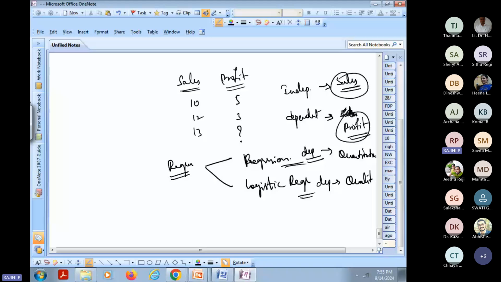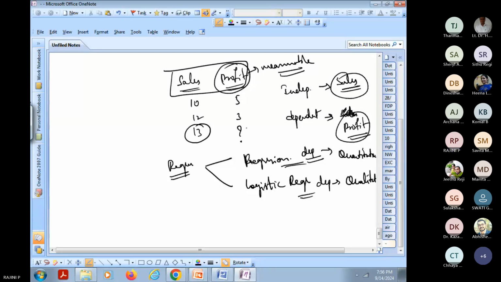Now in this example, are the variables sales and profit measurable or not? Yes or no? Yes, very good. Sales and profit are measurable. You told me that profit is the dependent variable, which can be measured. So if I want to know, when sales is equal to 13, what the profit is, then I apply regression analysis. Why? Because the dependent variable is a quantitative variable.